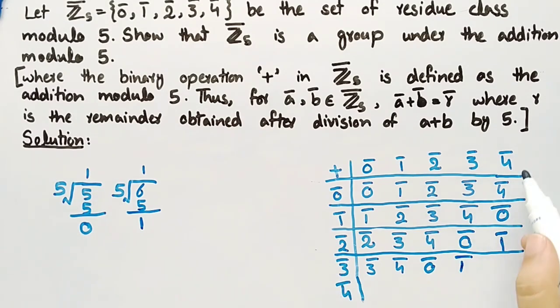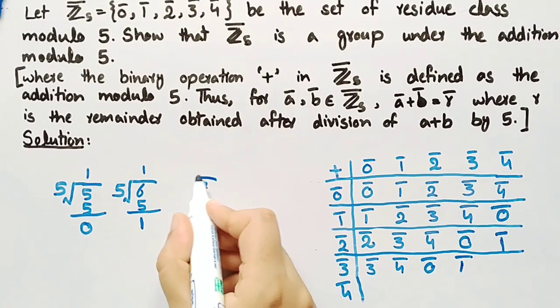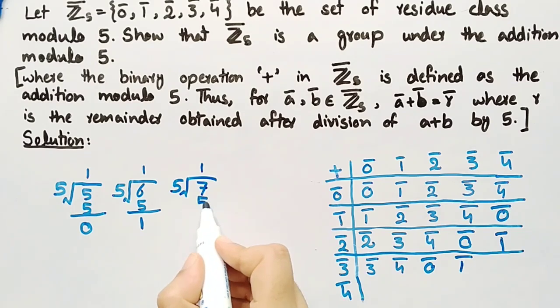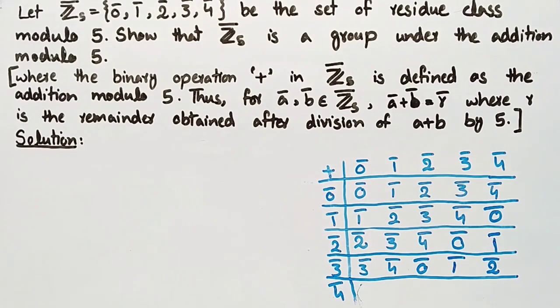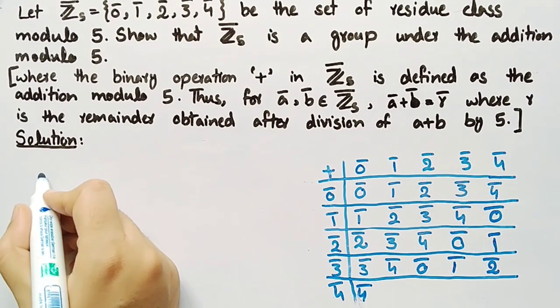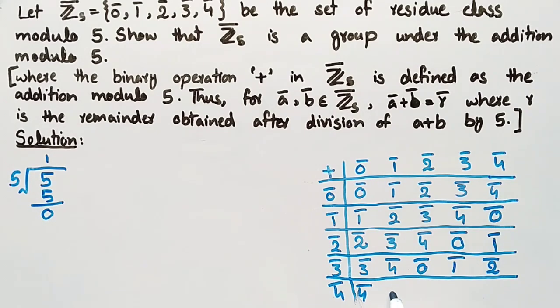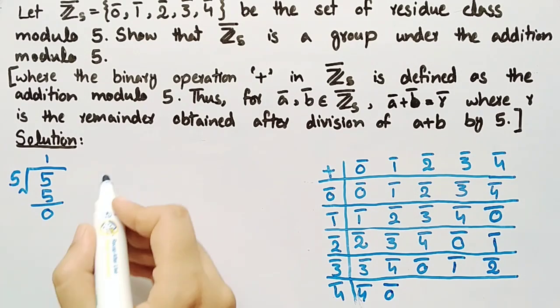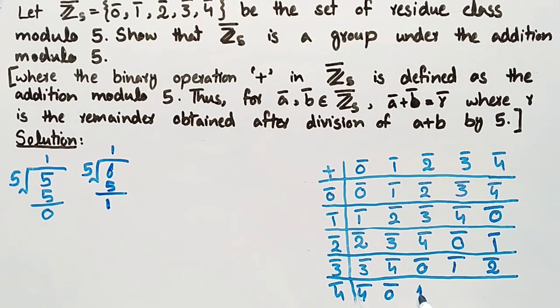Now we will add 3 and 4, that is equal to 7. Since 7 is greater than modulo 5, we will divide 7 by 5. 5 times 1 is 5, remainder is 2, so here we will write the remainder, that is 2. Now we will add 4 with all these numbers one by one. 4 plus 0 is 4. 4 plus 1 is 5, which is equal to modulo 5. So we will divide 5 by 5. 1 times 5 is 5. Remainder is 0. So here we will write 0. 4 plus 2 is 6. 6 is greater than modulo 5. So we will divide 6 by 5. 5 times 1 is 5. Remainder is 1. So here we will write 1.